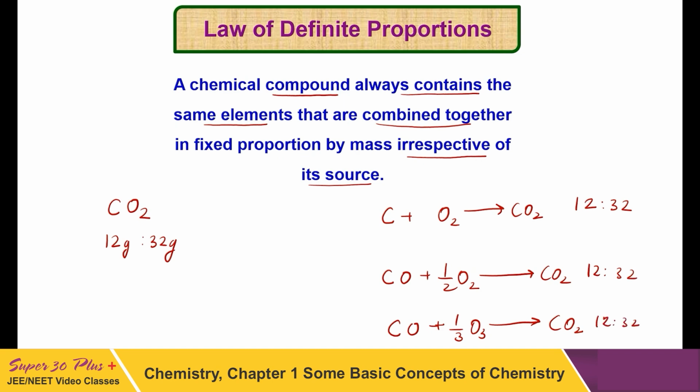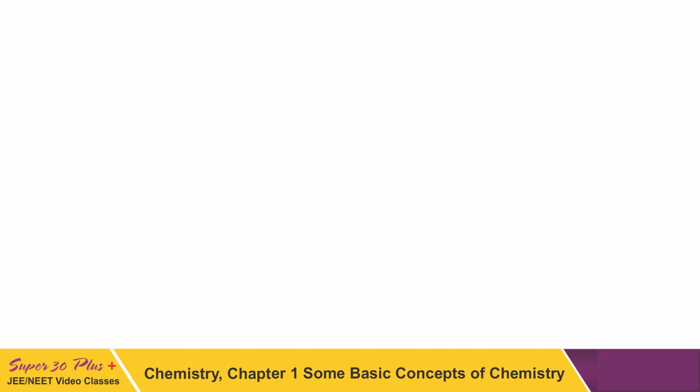12:32. This is the law of definite proportion, students. It always remains fixed. You can take one more example of this. For example, if SO2 is produced, in SO2, what is the ratio of mass of sulfur and oxygen? Sulfur is 32 and oxygen is also 32. So if you produce SO2, S plus O2 gives SO2.